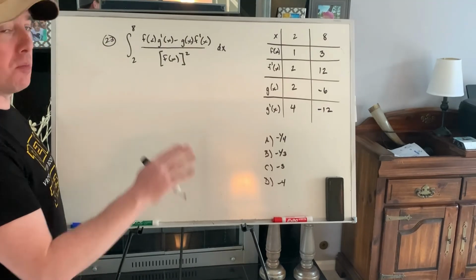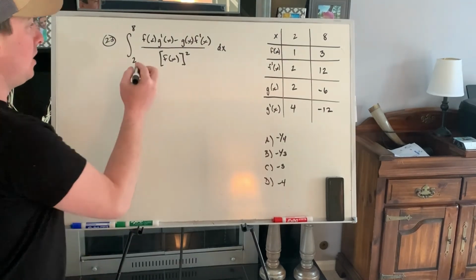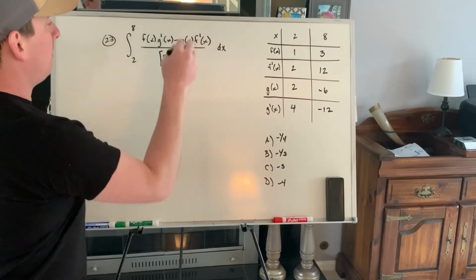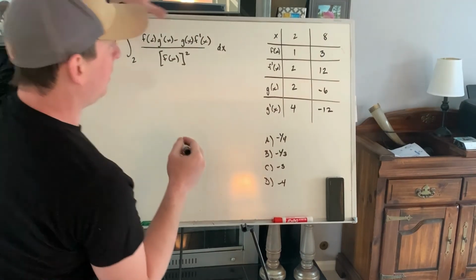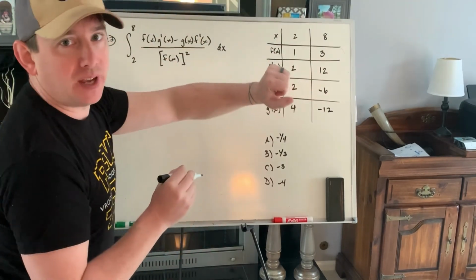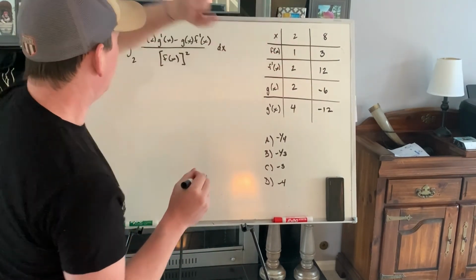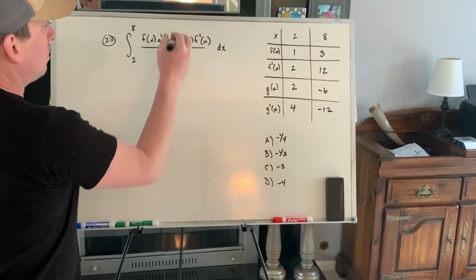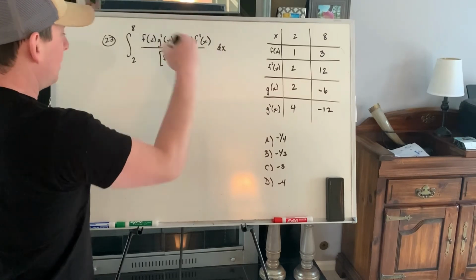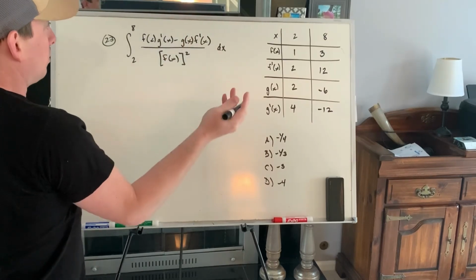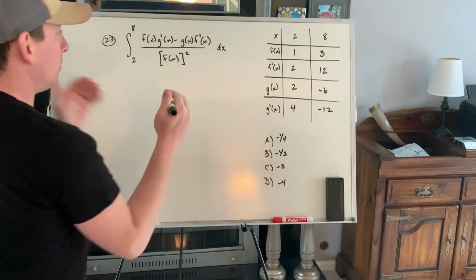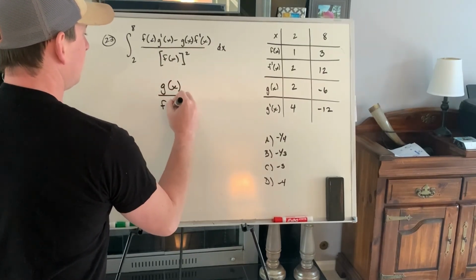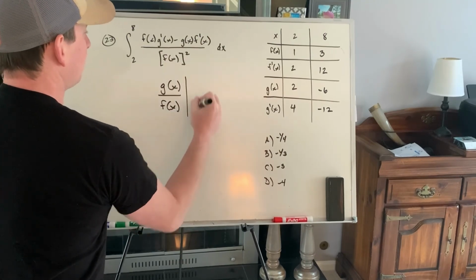Okay, 23 looks way more intimidating than it actually is. You'll need to integrate this nasty thing from 2 to 8 using all these fun facts given to you in the table here. If you recognize this, I hope you do, it's just the quotient rule. So you are integrating this quotient rule, which should back up to g over f. And we'll evaluate that from 2 to 8.